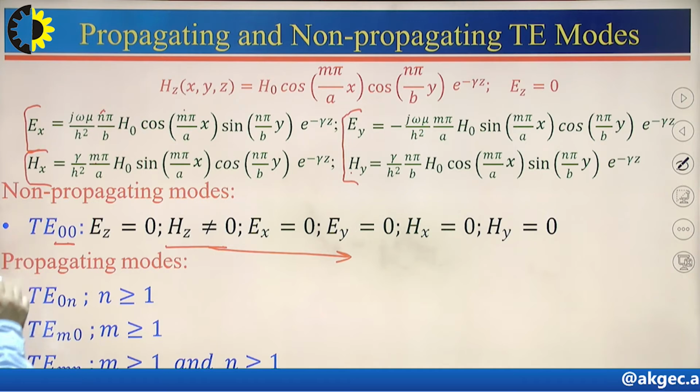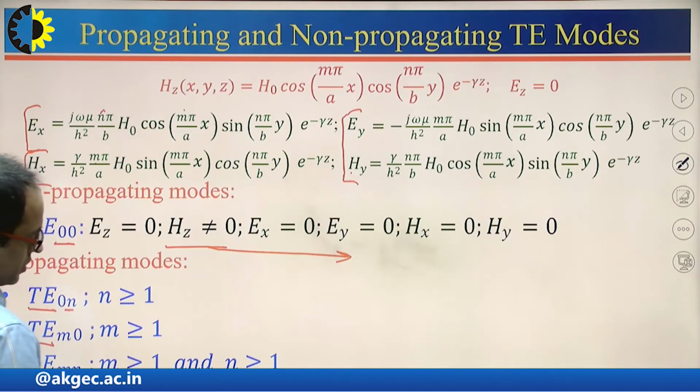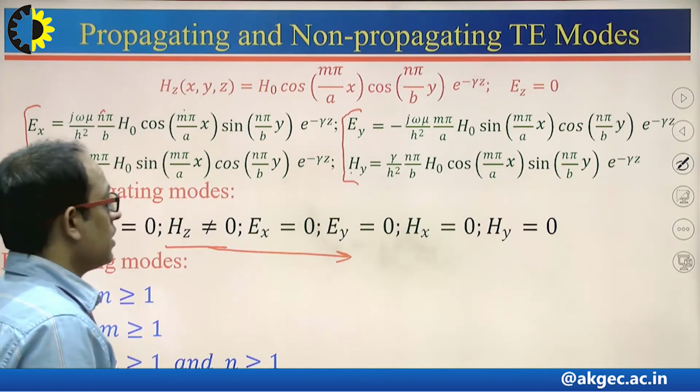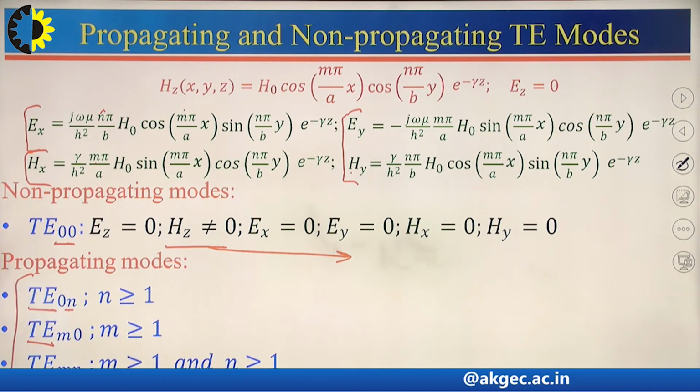And what are the propagating modes? Propagating modes are TE 0n, where n should be greater than or equal to 1, TE m0, where m is greater than or equal to 1, and TE mn, where m and n are both greater than or equal to 1. These are the propagating modes. Clear? Now we will tell you what the dominant mode in the rectangular waveguide is.